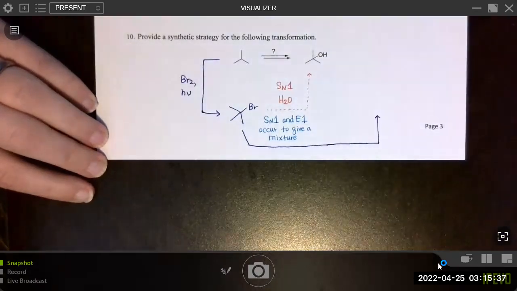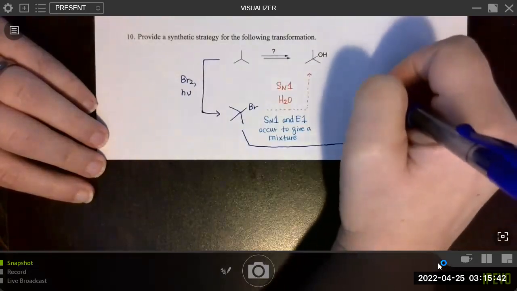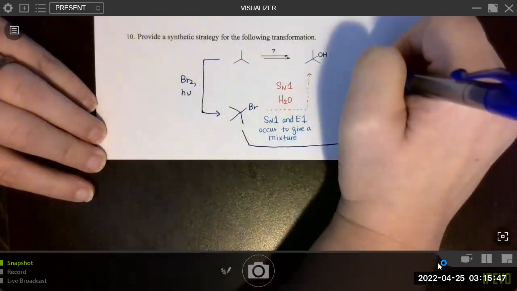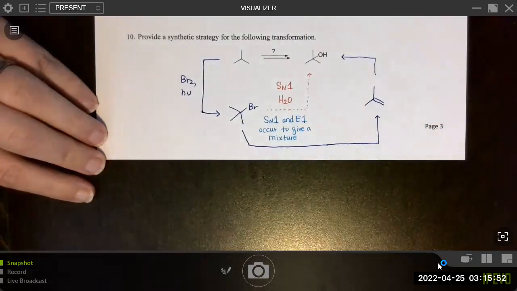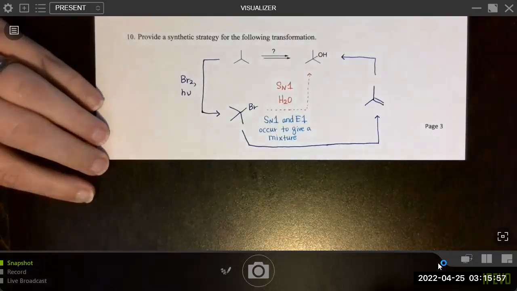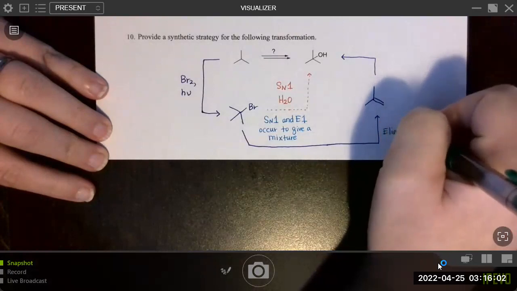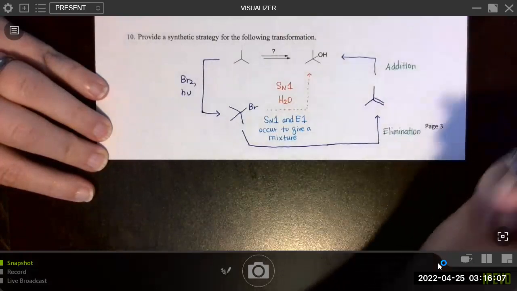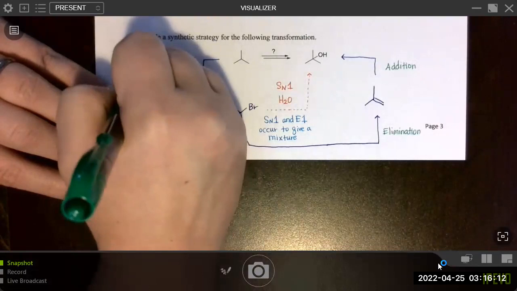Maybe we can do an elimination addition sequenced together. So if we did an elimination, we could get an alkene, followed by an addition. So that is one way to go from one functional group to another. It is this sort of elimination, addition, sequenced together. This is just a radical elimination.